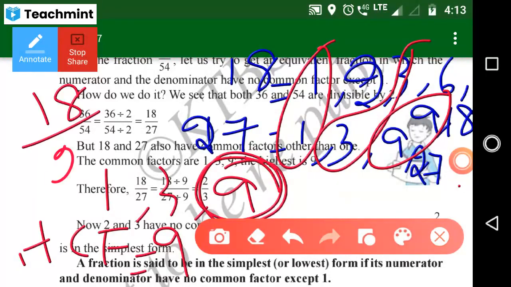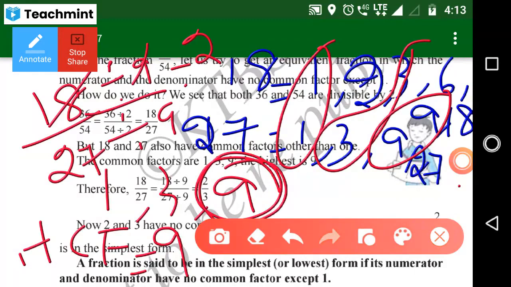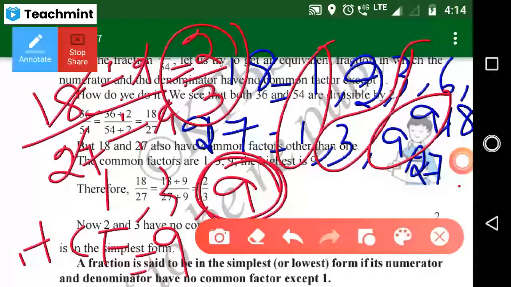So that one only you can consider and divide. 18 and 27 divided by 9: 9 ones are 9, 9 twos are 18, then 9 ones are 9, 9 threes are 27. So 2 by 3 is the simplest form of 36 by 54. Is it easy?